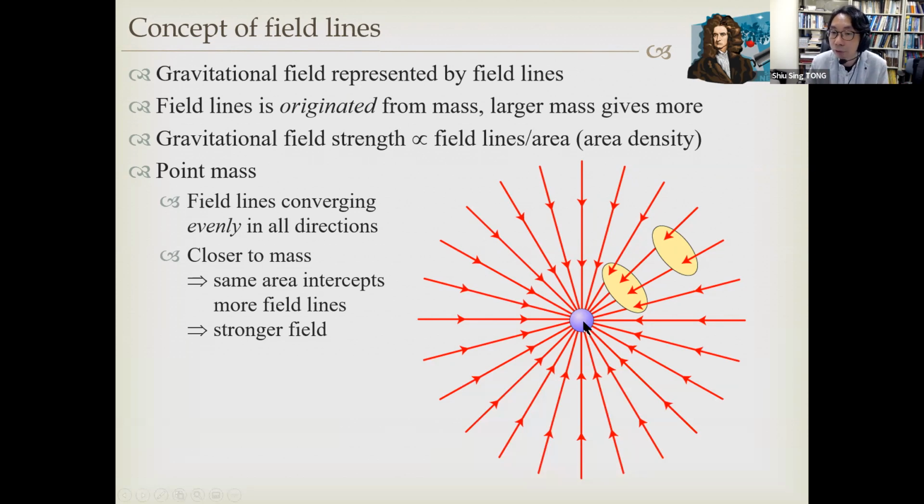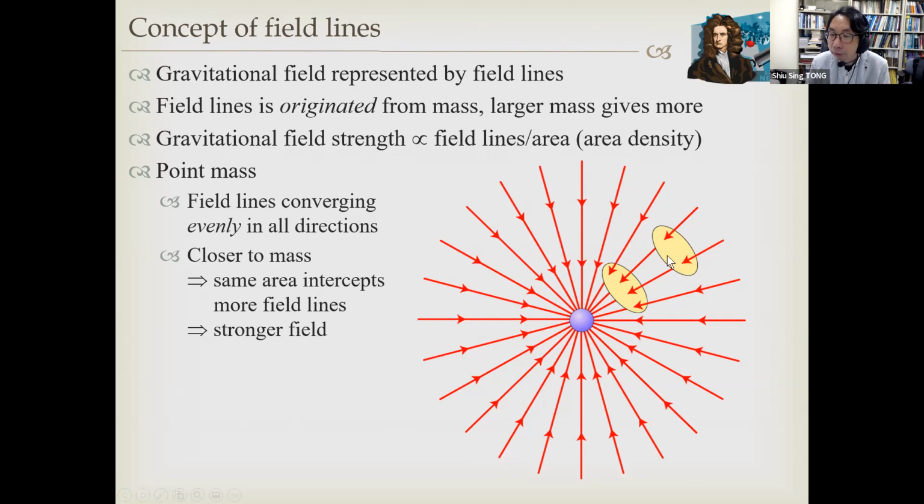Okay, so you imagine if you double the mass here, it will attract twice as many field lines towards it. And the gravitational field strength at a certain position is the area density of the field lines. So it is field lines divided by the area. So the number of field lines per unit area represents the field strength there. Now it sounds quite abstract, but let us look at this picture.